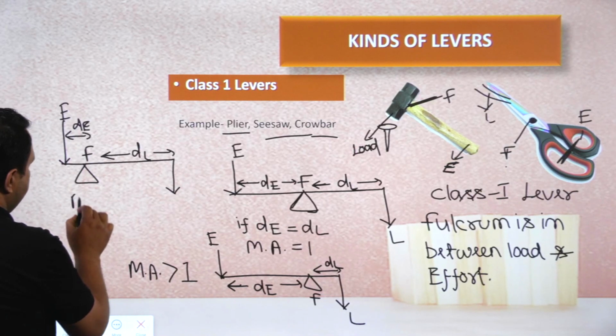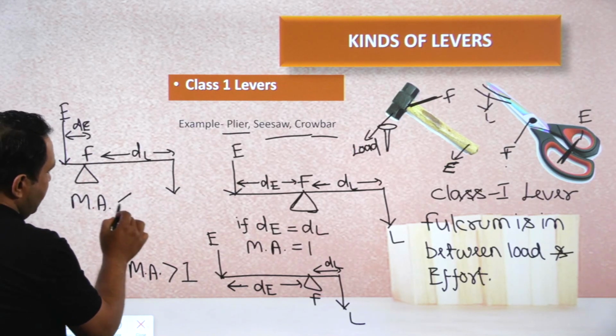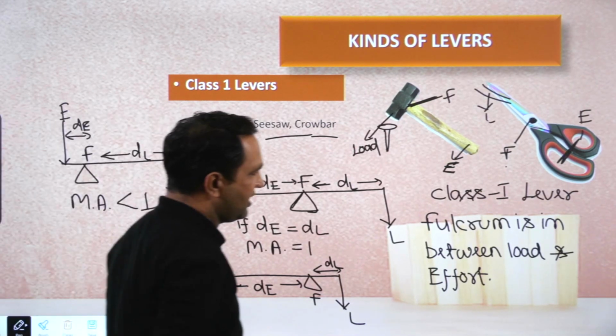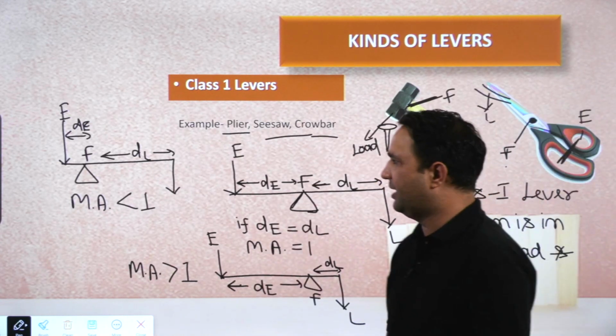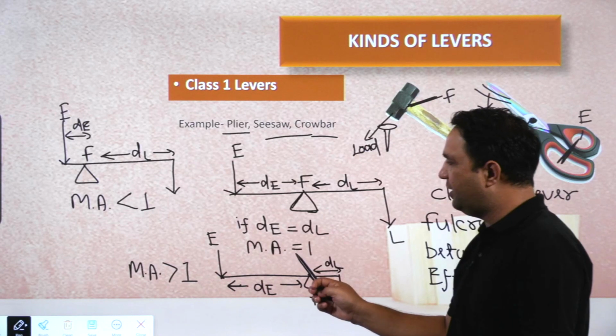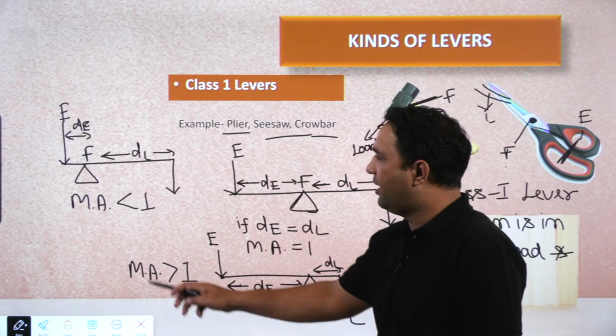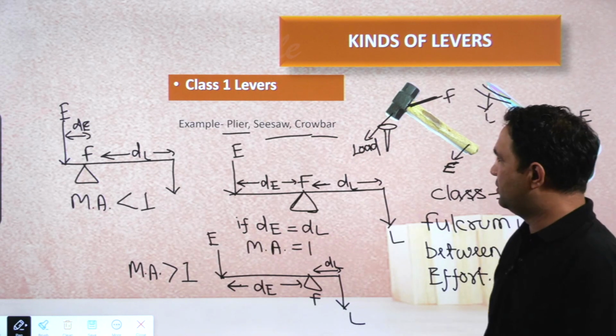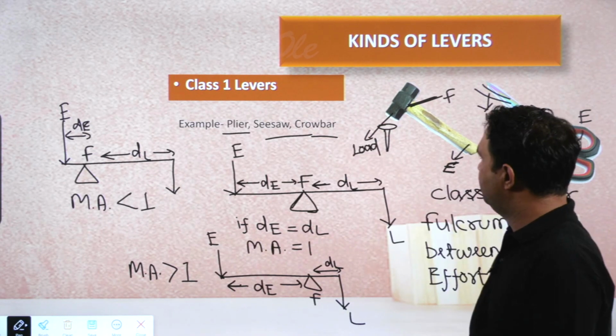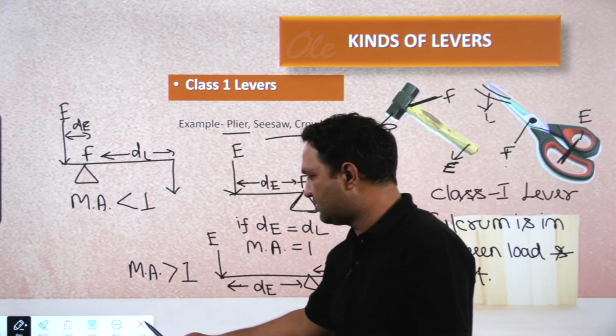In this case, mechanical advantage will be less than 1. So in class 1 lever, there are all three possibilities: mechanical advantage can be equal to 1, it can be greater than 1, as well as it can be less than 1. So this was the class 1 lever. We just saw the examples of class 1 lever.